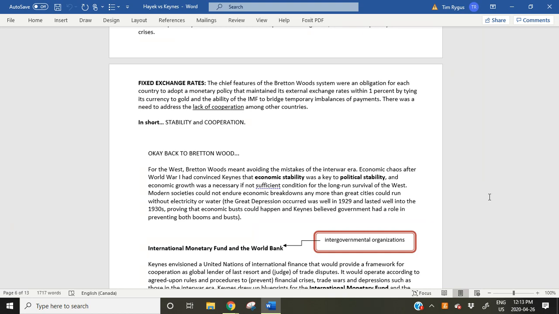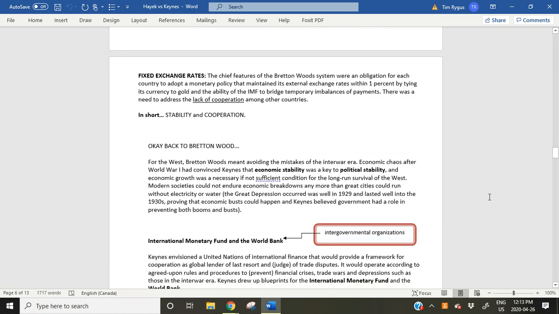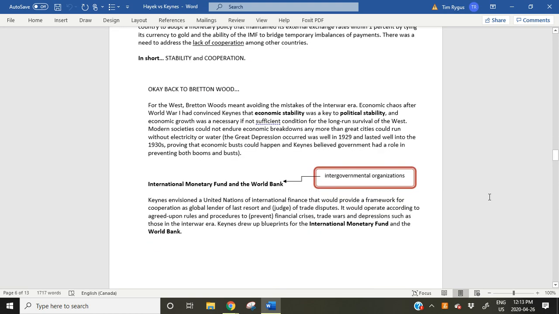So back to Bretton Woods. For the West, Bretton Woods meant avoiding the mistakes of the interwar era. Keynes was thinking that economic stability was a key to political stability. That's an extremely important concept here. The belief was that if countries are doing well economically, if they're growing, people are getting more money, then we will see political stability. And so this is needed for the long-run survival of the West to avoid another war.